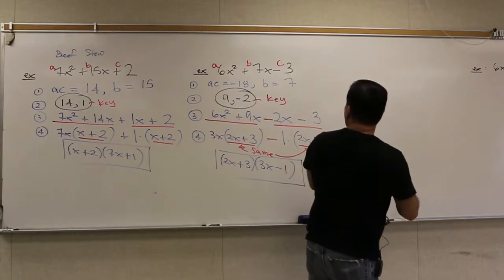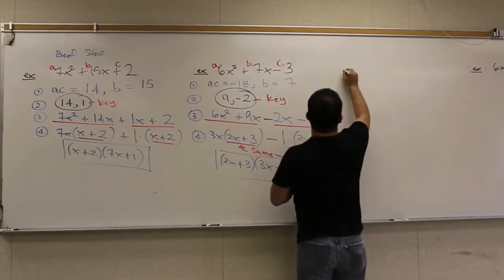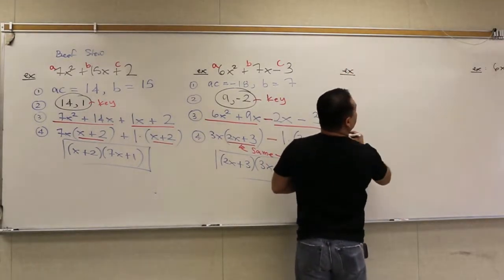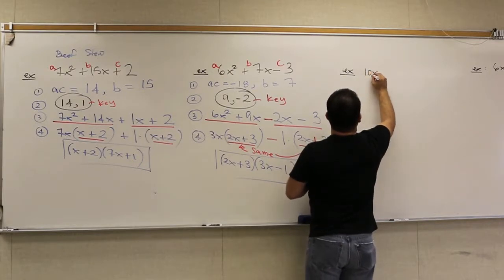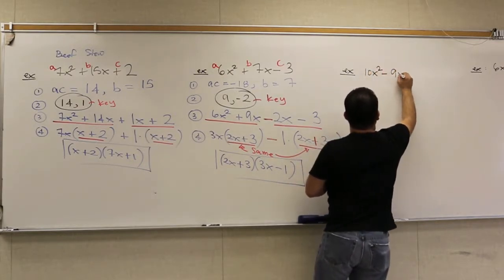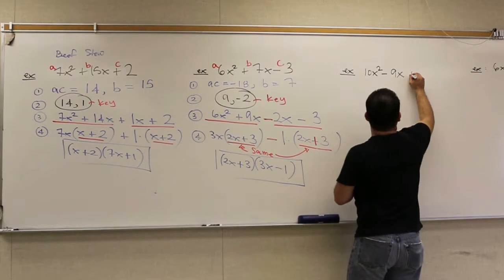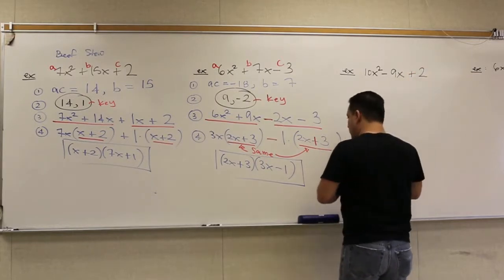Here we go. Let's go through that process for the last one. 10x squared minus 9x plus 2.